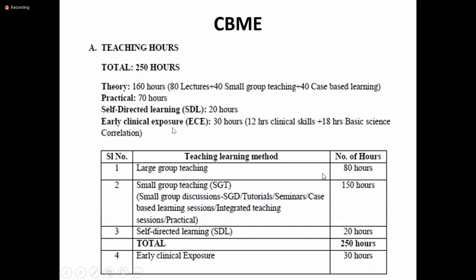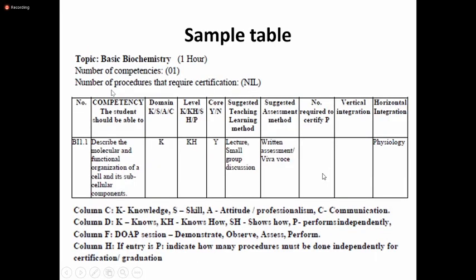So this is a sample competencies table in biochemistry. The topic is basic biochemistry. Time allotted for this is 1 hour. Number of competencies to be achieved is 1. Number of procedures that require certification: nil. Only the practicals which the students are supposed to do independently require certification.